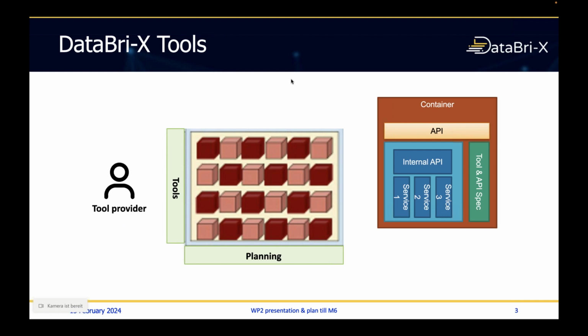So the DataBri-X toolbox consists of many tools for different purposes from all the partners, 22 tools in total, which can be used by GenPlane to plan these workflows. And every tool is provided in a Dockerized form using Docker container, and exposes its functionality via a web API using OpenAPI for integration.